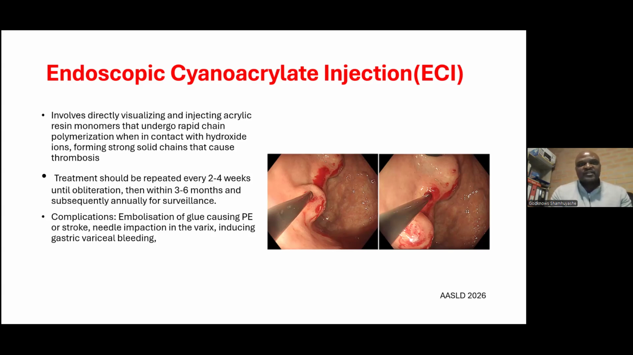However, it has some complications, of which you can have embolization of glue causing pulmonary embolism or stroke, and also the needle can be impacted in the varix, and it can also induce gastric variceal bleeding. So you just have to be on the lookout for complications if you are using it.